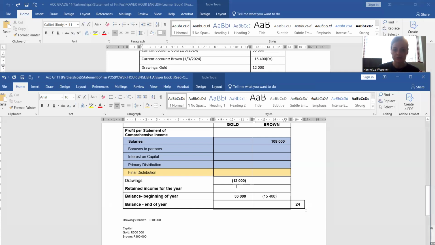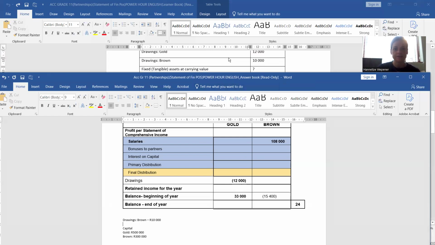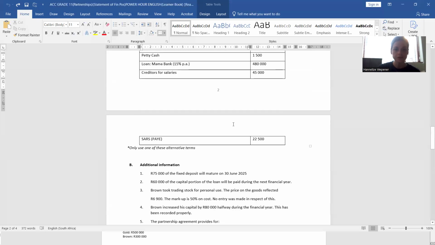Partner Gold has drawings of 12,000. That's already there. And then Brown started here on drawings of 10,000, but it might be that she had additional drawings. So I just for now included that as a calculation. So that's everything that we need for our notes. Moving on.